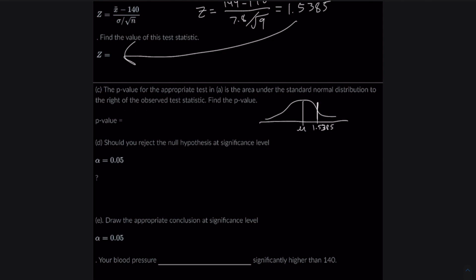And so our RStudio command would be pt, so pt of 1.5385. And then the next thing you do is write the degrees of freedom. So our degrees of freedom here, df equals 9 minus 1, right? Because n equals 9, so this equals 8. So what we're going to do here is write 8. And then since RStudio would give you all of this way, we want this way, we want to the right, so we'd have to do 1 minus this in order to get this part. Does that make sense? Okay. So this equals 0.062, and so that's our p-value.